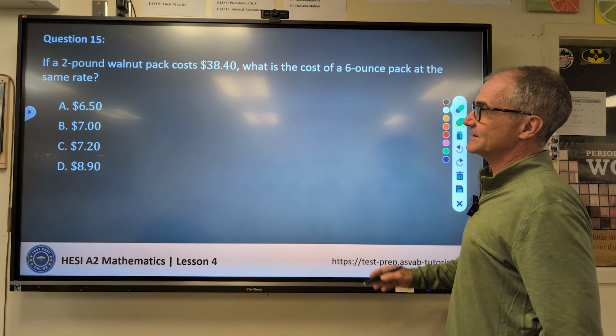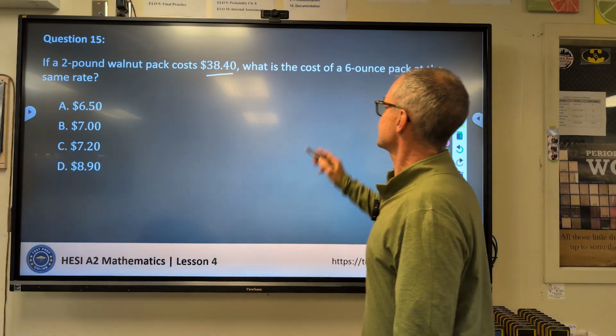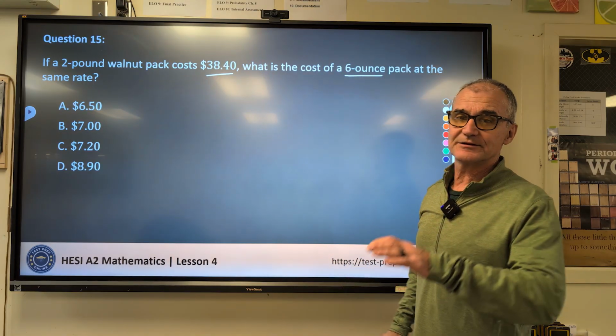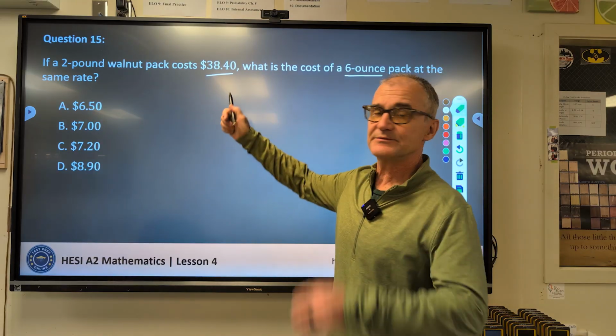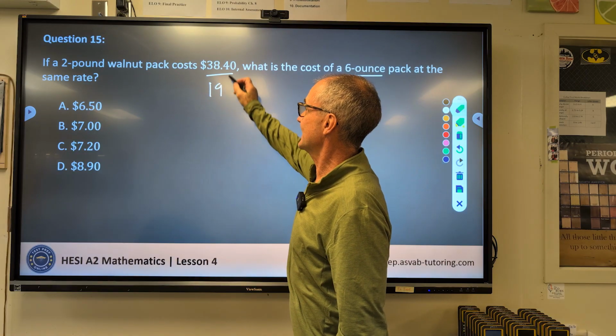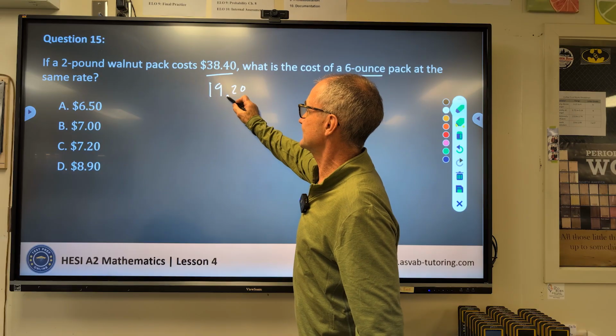Okay, problem number 15. A 2-pound walnut pack costs $38.40. What's the cost of a 6-ounce pack? Well, let's break this down to the price per pound to start with. So 2 pounds is $38.40. Let me just cut that in half. Half of 38 is 19. Half of 40 is 20. So it's $19.20 per pound.